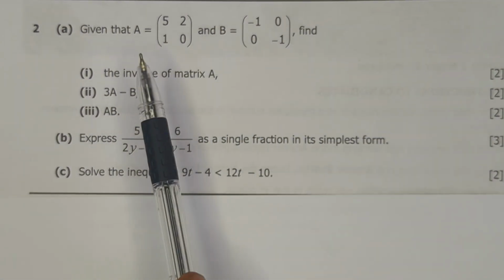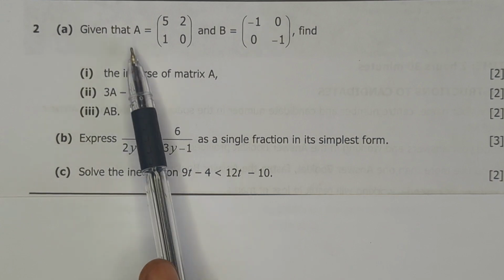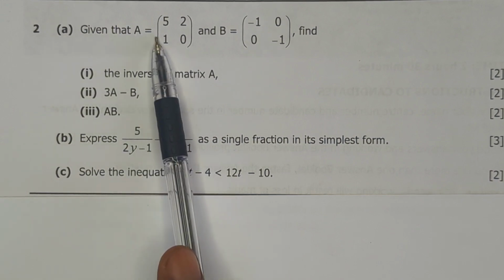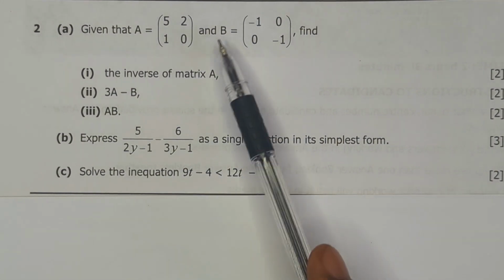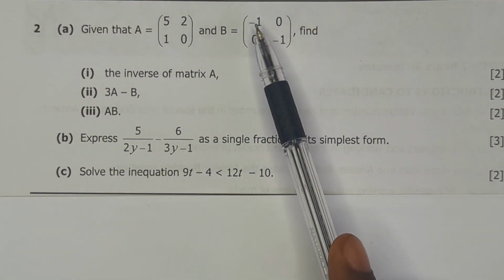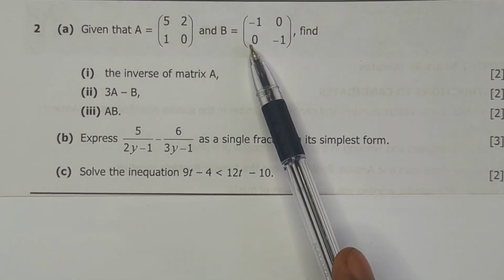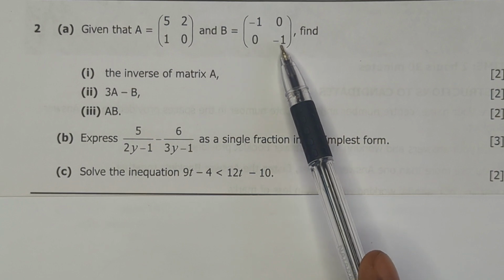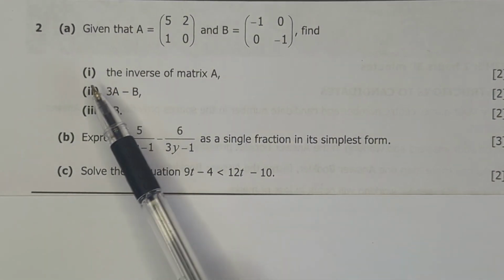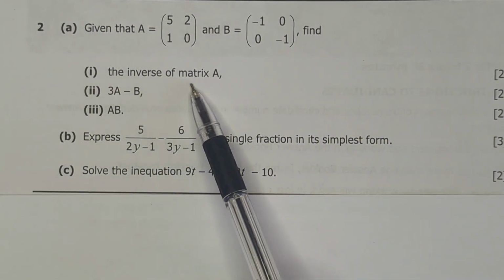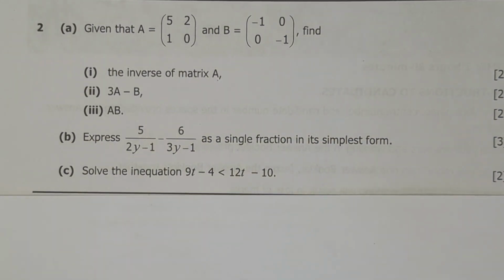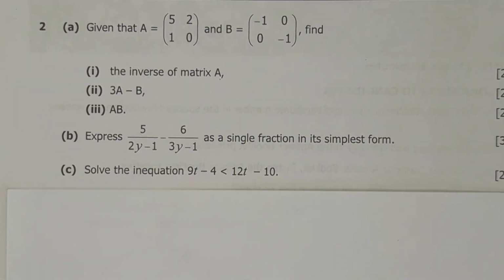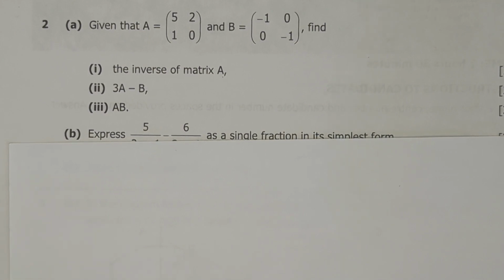Here the statement says, given that matrix A is equal to 5, 1, 2, 0, and B is equal to -1, 0, 0, -1. Find Roman numeral 1, the inverse of matrix A. Now, to find the inverse of matrix A, we need to find the determinant.